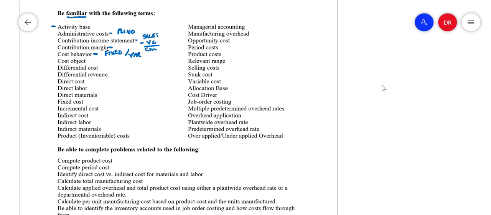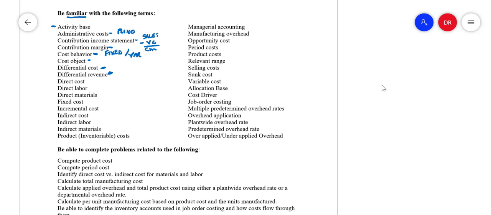Cost object is basically anything you want to find out information about for costs. And then we talk about differential cost and revenue. This is the cost and revenue that it takes to make one more item. So a differential cost, it's more than that actually. Differential cost would be the difference between two possible opportunities. So the cost that would differ between these options.